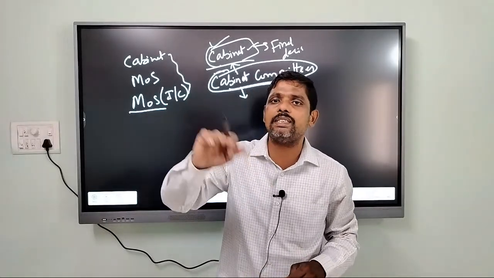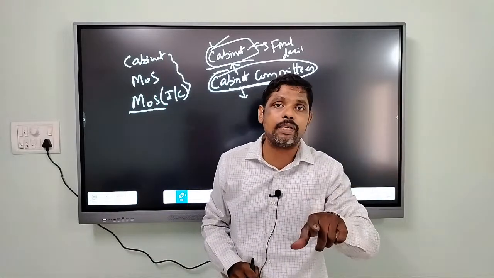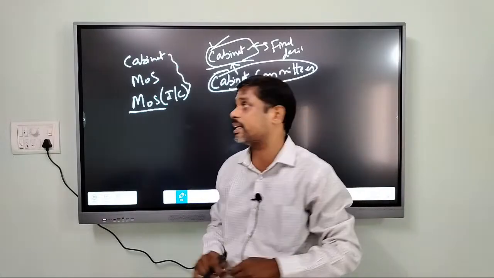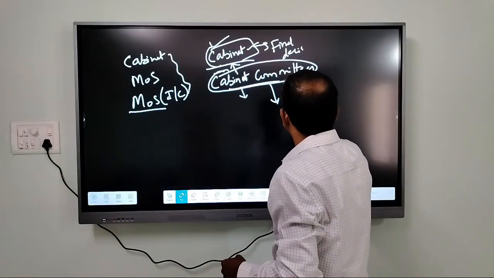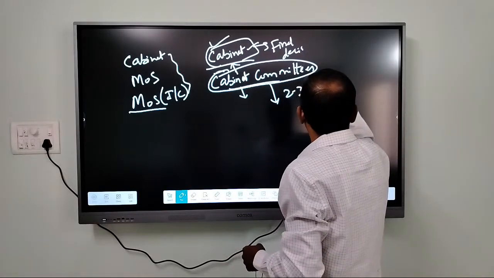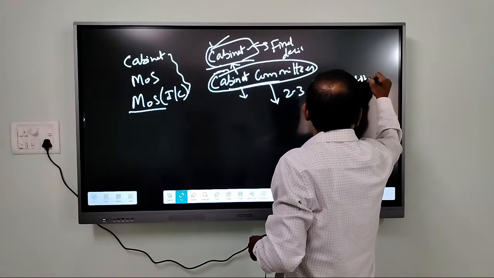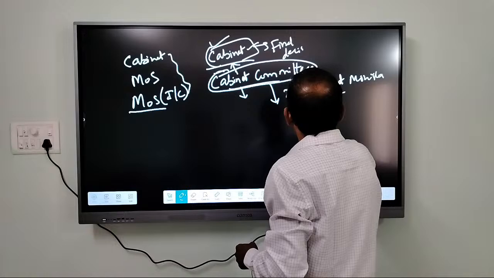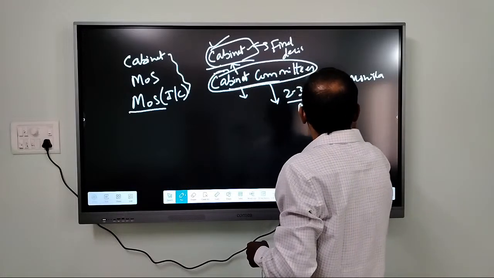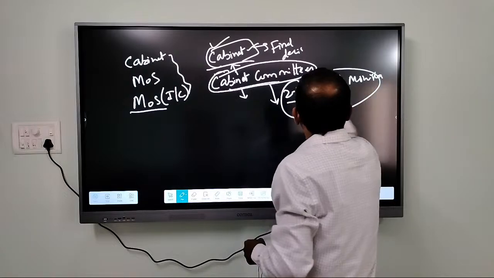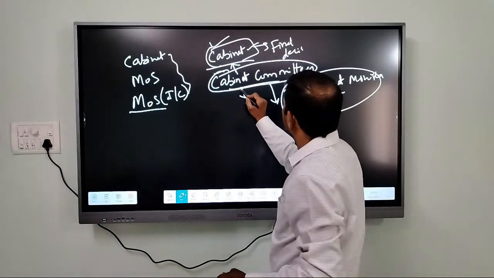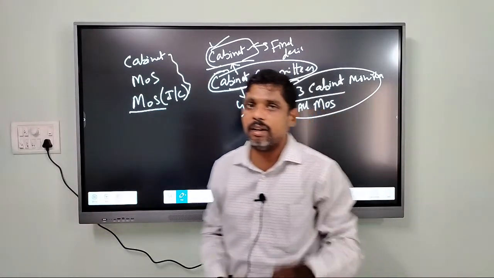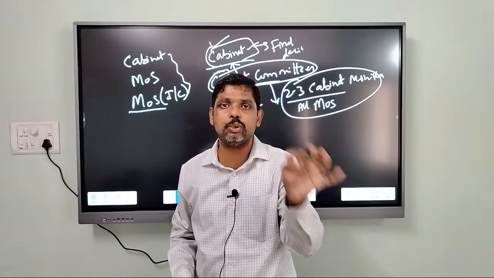In the cabinet we only see the members of the cabinet, but cabinet committees include more than just the members of the cabinet. Cabinet committees consist of 2 to 3 cabinet ministers and all the ministers of state of the concerned ministries. Normally a cabinet committee deals with the issues of 4 to 5 ministries.